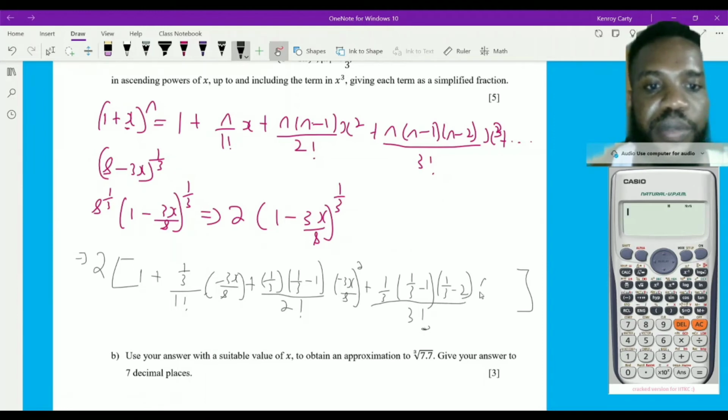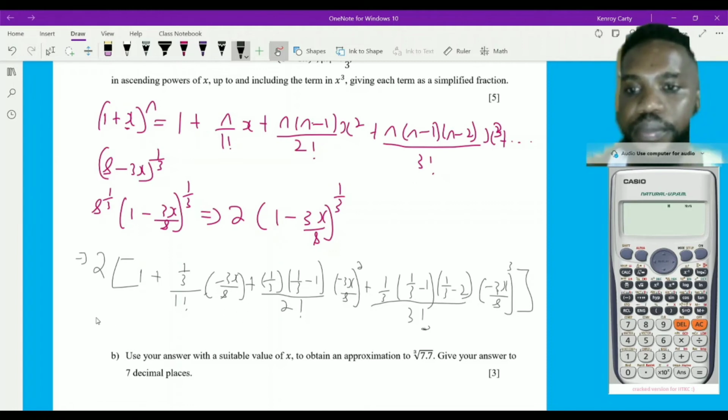Of course, all this is going to be multiplied by x, and what is playing the role of x in this case is negative 3x over 8. Alright, and this is going to be raised to the third power. Alright, let's see what we make of this. So I'm going to have 2 multiplied by, and I'm going to simplify this bracket.